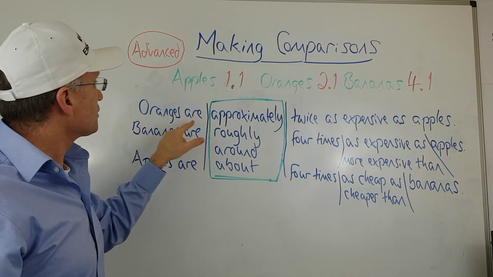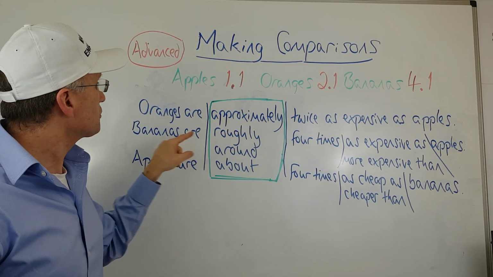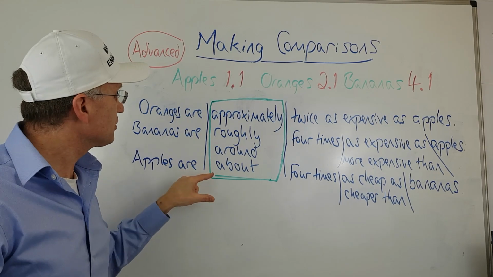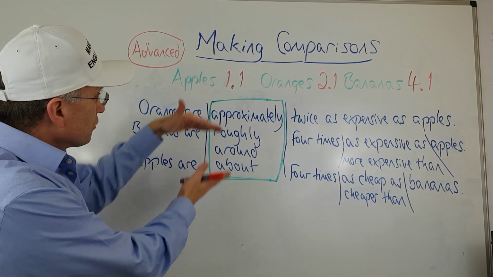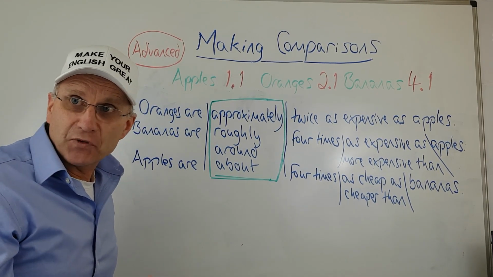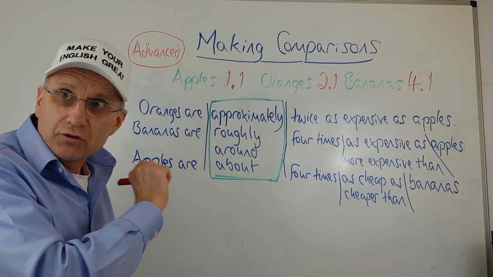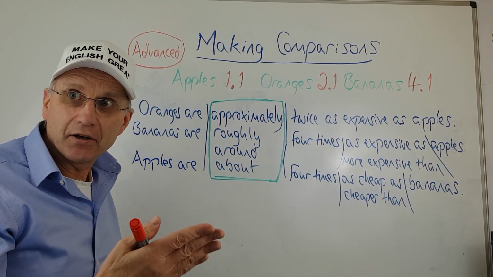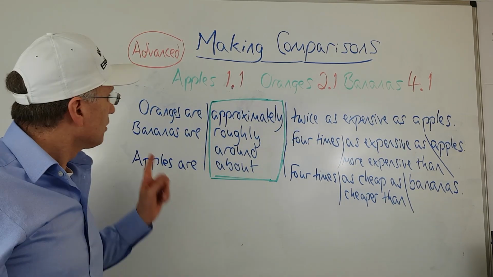We can say oranges are approximately twice as expensive as apples, or roughly twice as expensive, or around twice as expensive, or about twice as expensive. You've got 4 different options. You might need to use them 3 or 4 times. So again, learn those 4 words. You're then not repeating the same word again and again. And any of these 4 you can use with any of these combinations.